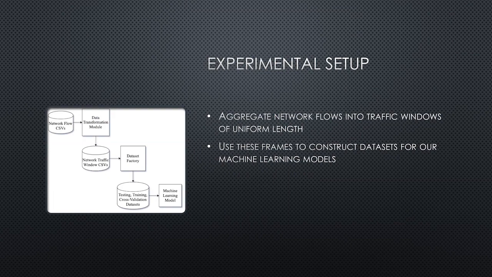This pipeline contains two operational components: a data transformation module, which aggregates the network flows in the BOT IoT dataset into uniform network traffic windows. Then, the dataset factory takes these network traffic windows and transforms them into compatible input for each of our machine learning models, then separates them into testing, training, and cross-validation datasets.